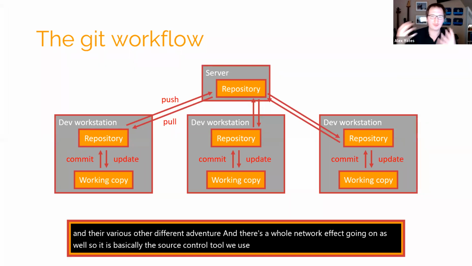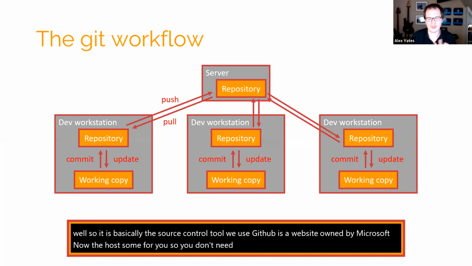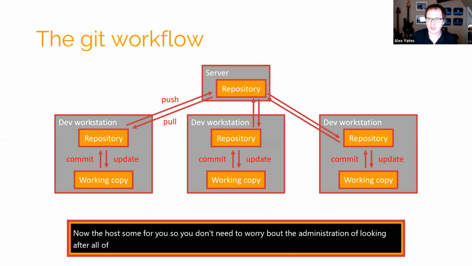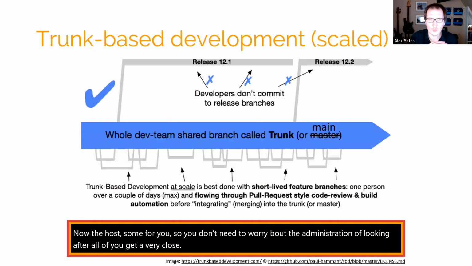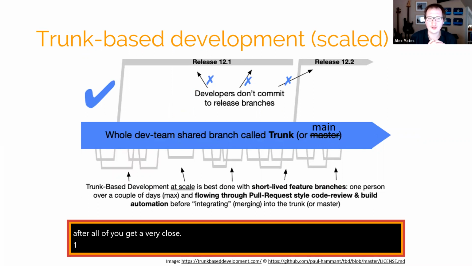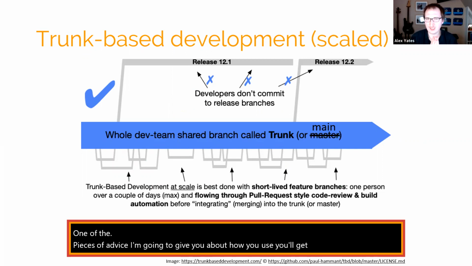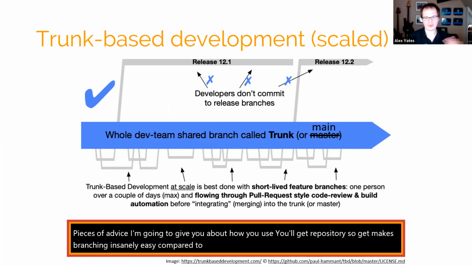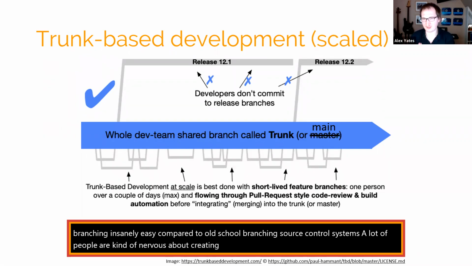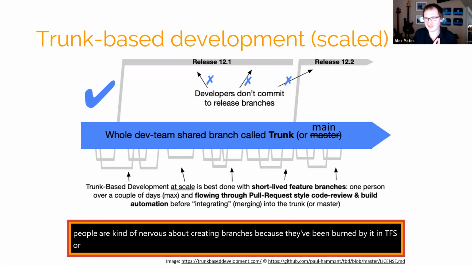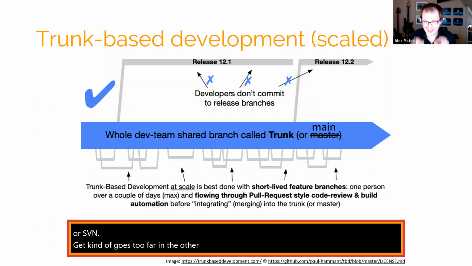GitHub is a website owned by Microsoft now that hosts your repositories for you. So you don't need to worry about the administration of looking after all of your GitHub repos. One of the pieces of advice I'm going to give you is about how you use your Git repository. Git makes branching insanely easy compared to old school source control systems. A lot of people are nervous about creating branches because they've been burned by it in TFS or SVN. Git goes too far in the other direction. It's insanely easy to create branches and you can end up with a spaghetti soup of branches.